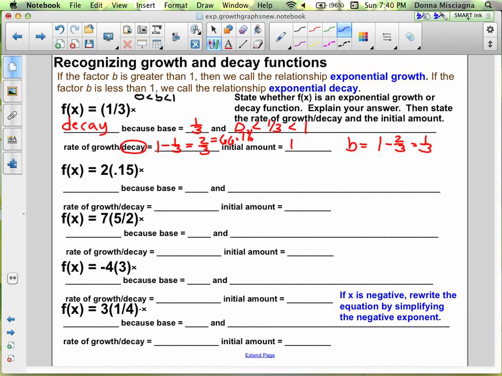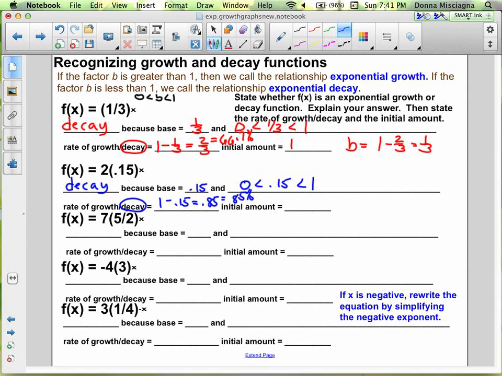f of x equals 2 times 0.15 to the x. You think in your head, is it growth, is it decay? It's decay, because your base is 0.15, and 0.15 is between 0 and 1. This would be a rate of decay, and the rate of decay would be 1 minus 0.15. So that would be 0.85, which is equal to 85%.